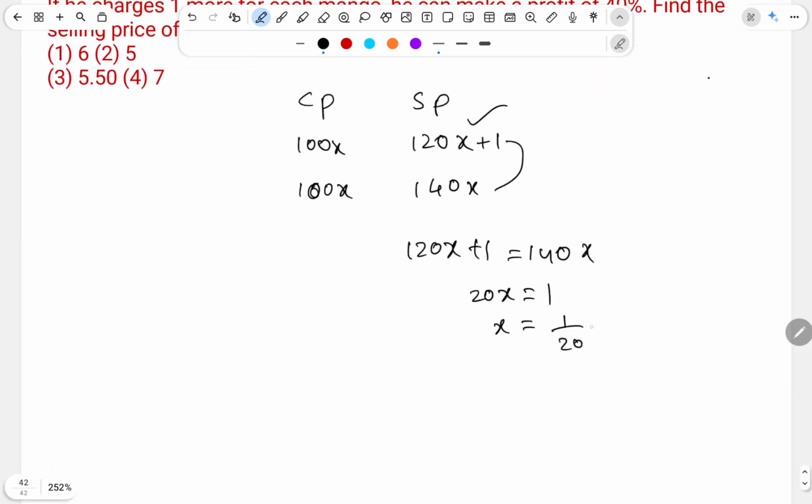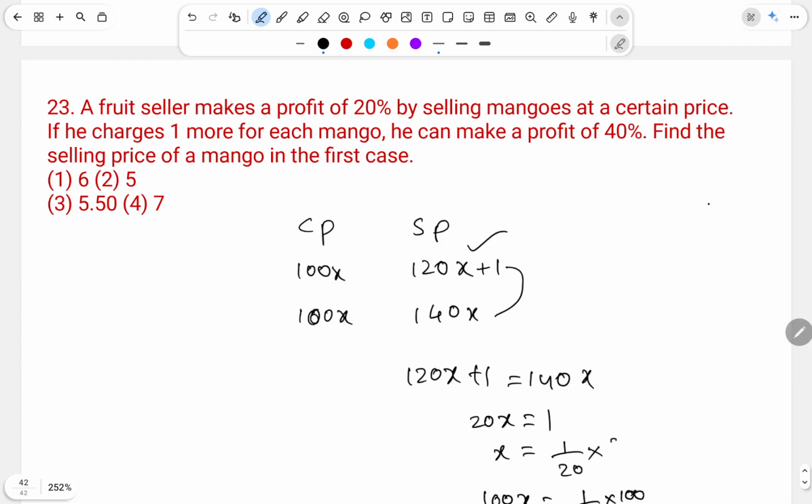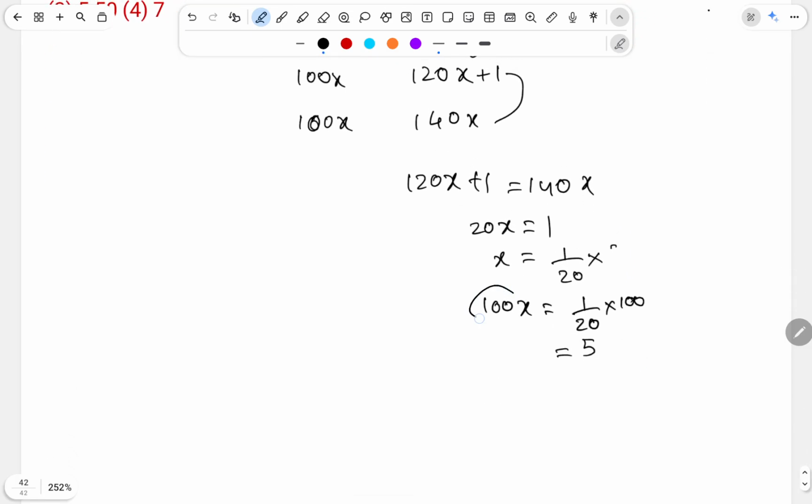Okay. So how many times it goes? Suppose if I take 100x, it will be how much? 100x is equal to 1 by 20 into 100. 5 times it goes. So 5 is the answer. Selling price of a mango in the first case they are asking. First case we found 100x, but we need to find 120x directly. See, x is equal to 1 by 20 we got. So 120x will be what? Because selling price in the first case is this one.